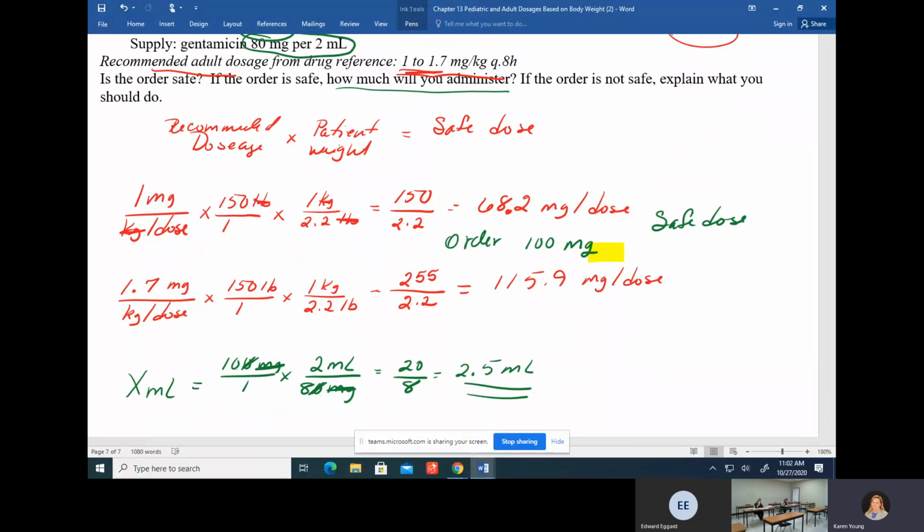The only difference between how we're calculating adult dosages and how we calculate pediatric dosages is that when we read on the label and it says usual adult dosage, that's the one we're going to look at. And of course, an adult generally will weigh more than a child.